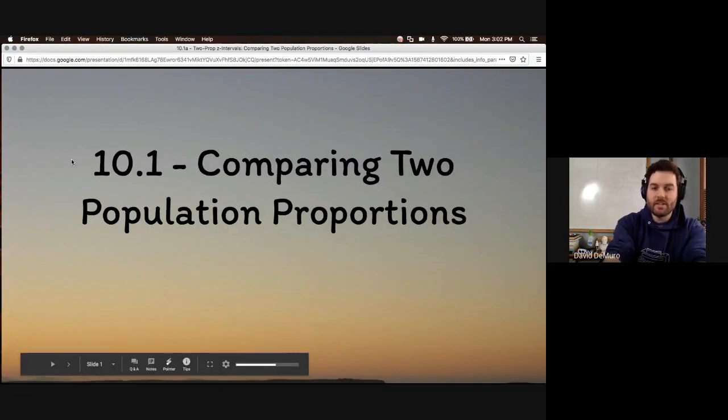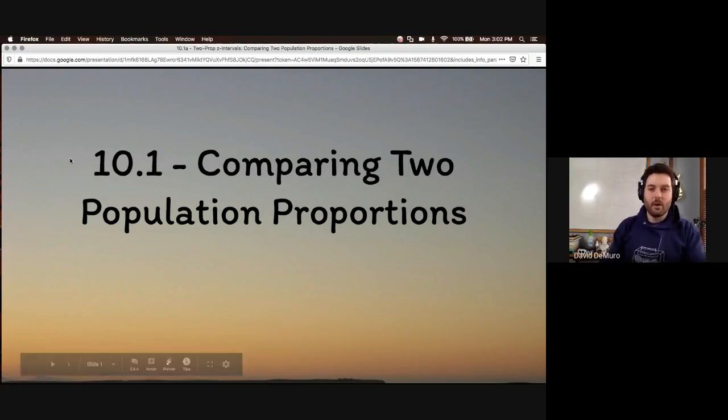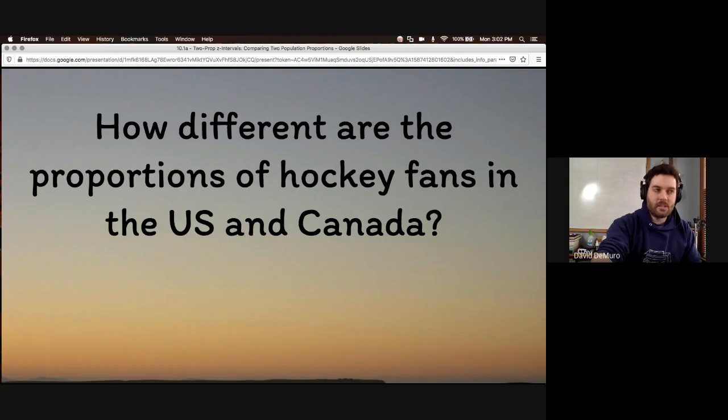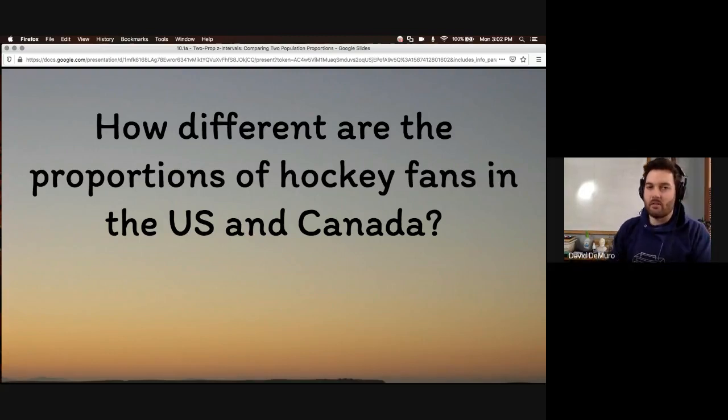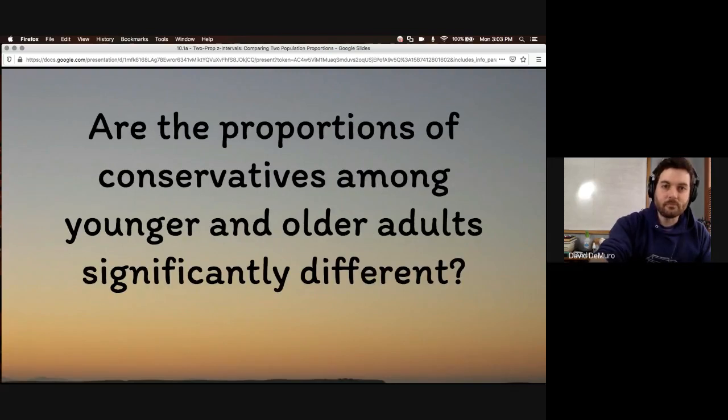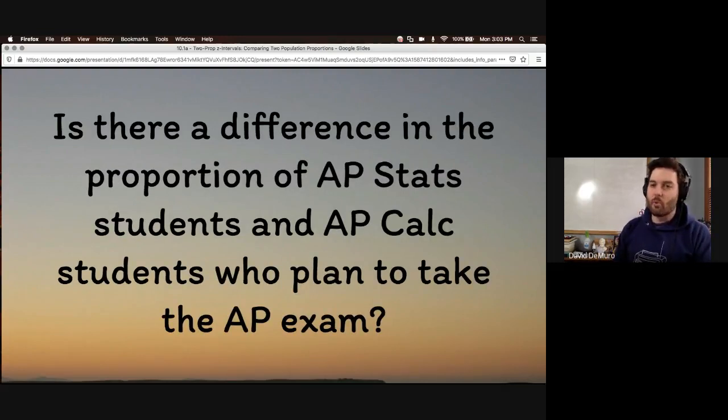There we go. So this is going to take us into section 10.1, which is about comparing two different population proportions. So here's some examples of a question we might solve, or a question you might answer using the things we're going to learn in this section. You know, how different are the proportions of hockey fans in the US and Canada? Are the proportions of conservatives among young and old adults significantly different? Is there a difference in the proportion of AP Stat students and AP Calc students who plan to take the AP exam? You know, or do Stat students take the exam more often?